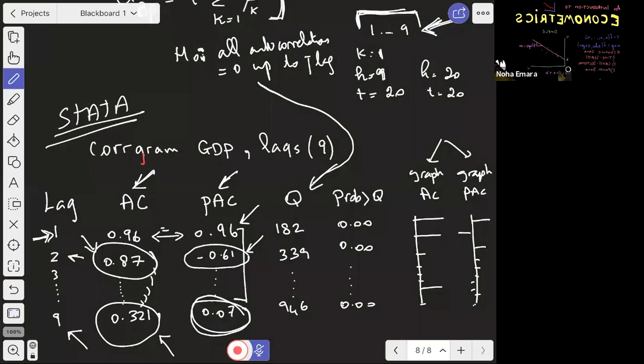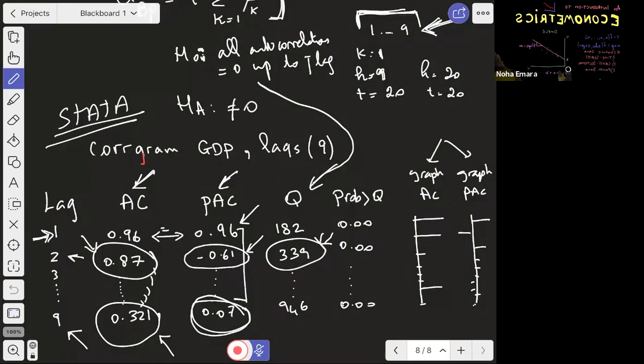Okay, so let's see here. And the alternative is they are not equal to 0. I have some autocorrelation. So if I'm testing at lag 2, my null would be there is a 0 autocorrelation up to lag 2, and the alternative would be there is a non-zero autocorrelation up to lag 2.